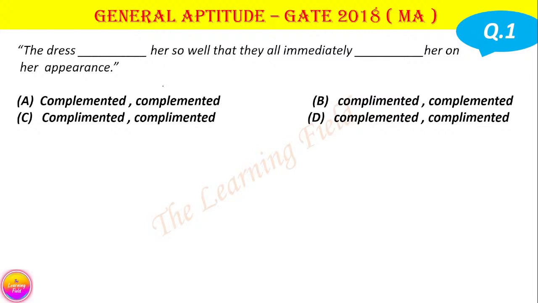In this session we are going to discuss the general aptitude of the GATE 2018 mathematical science paper. I think the general aptitude section is helpful for all the science students and GATE aspirants. We have already discussed the general aptitude of the mathematical science papers of 2022, 2021, 2020 and 2019. Now in this session we are going to discuss the general aptitude section of GATE 2018.